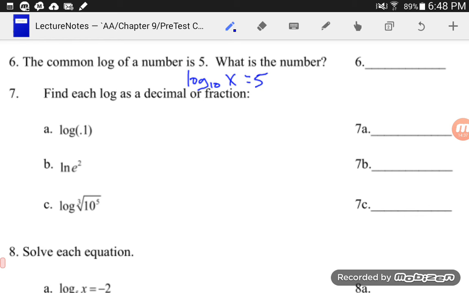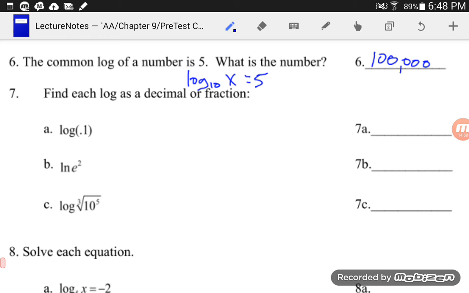Well, now we just need the definition of a log. It means 10 to the 5th power equals that x there. So x equals 10 to the 5th power. So 10 times 10 times 10 times 10 times 10. 10 with 5 zeros, 100,000. Yay. We're good.